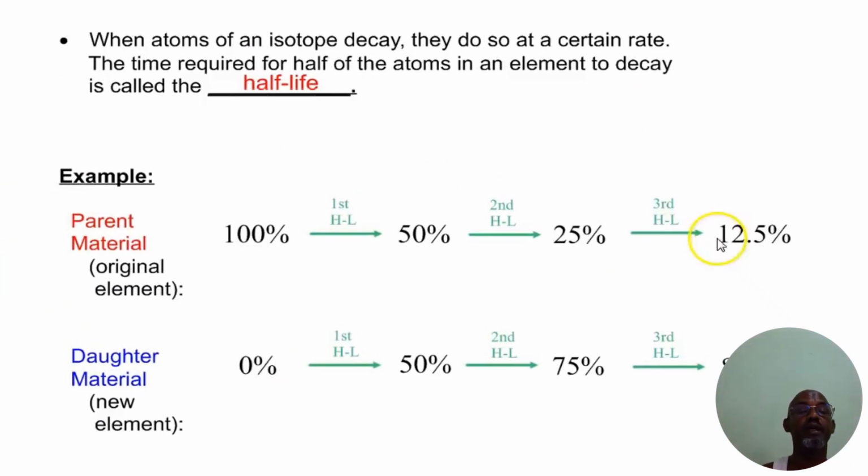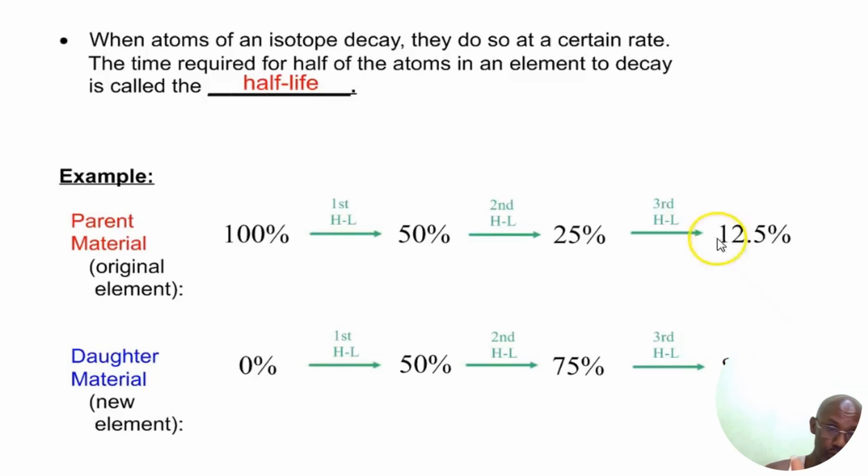This is an example here. When atoms of an isotope decay, they do so at a certain rate. The time required for half of the atoms in an element to decay is called the half-life. You can see here the parent material, the original material, contains 100%. After the first half-life, 50% remains. After the second half-life, 25% remains. After the third half-life, 12.5% remains. After four half-lives, of course, 6.25%. The list goes on.